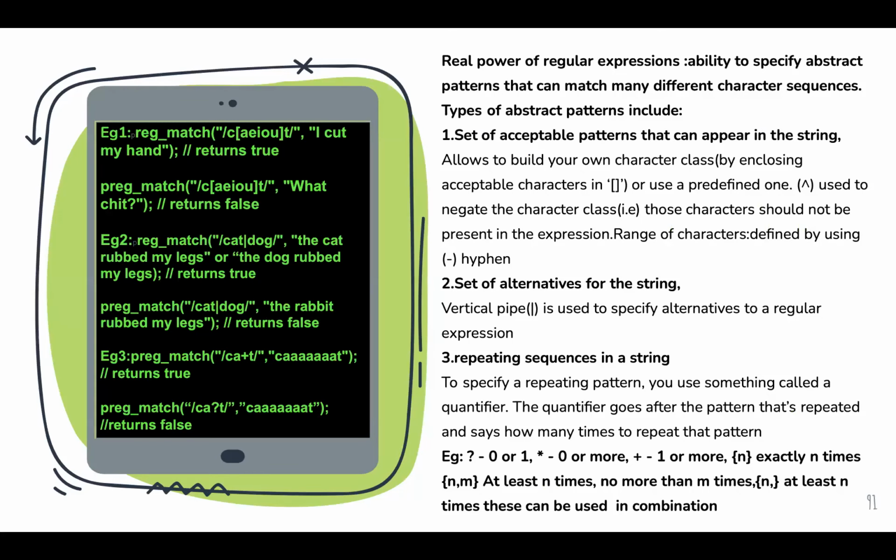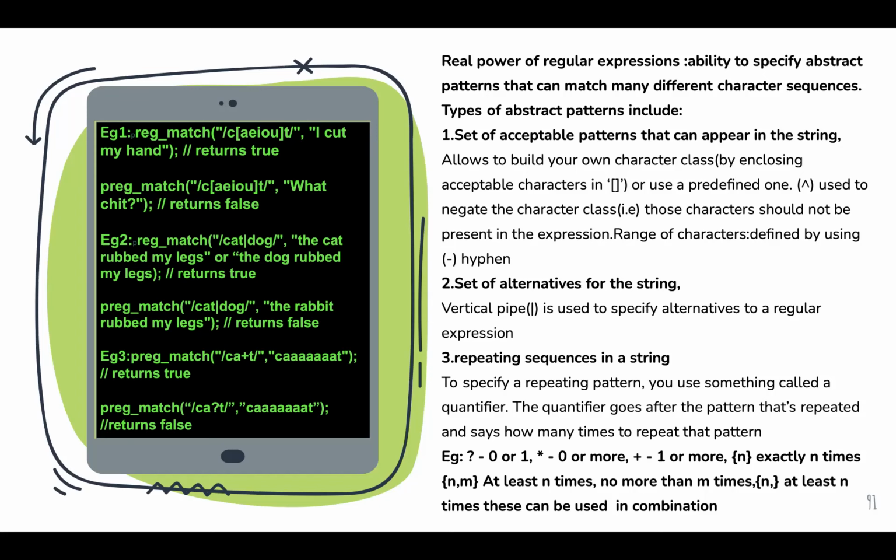The real power of regular expressions is the ability to specify abstract patterns that can match many different character sequences. The types of abstract patterns can include a set of acceptable patterns that can appear in the string. This allows us to build our own character class by enclosing the characters which we want in our expression in square brackets, or we can use a predefined one. If we use a caret symbol in those specified characters, it implies that we do not want those characters in our expression or abstract pattern.